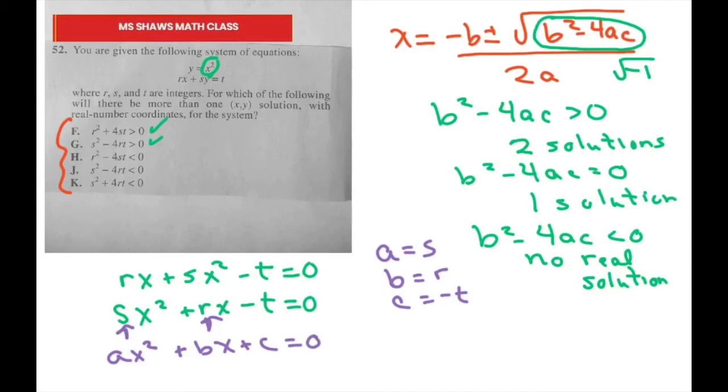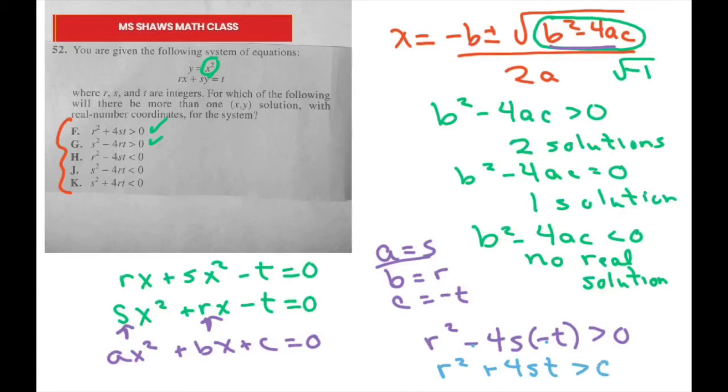Now just plug it into your formula here. So b is r, square it, minus 4. A in this case is S, and C is negative T. And we want this to be greater than 0 to get more than one solution. These two negatives here, negative times a negative is positive, so we're going to get R squared plus 4ST is greater than 0. So the answer is F.